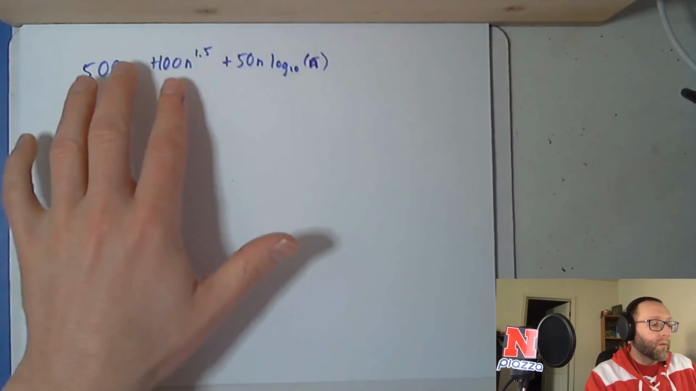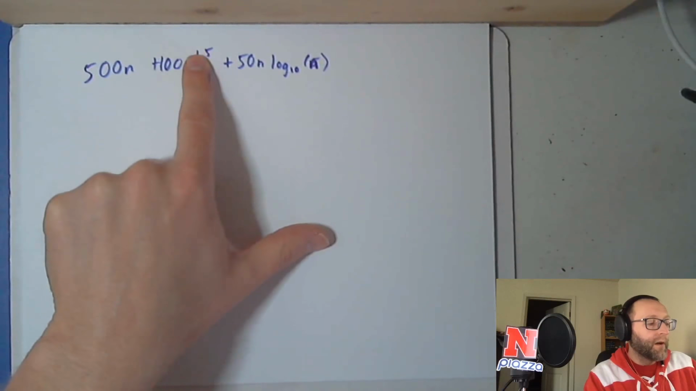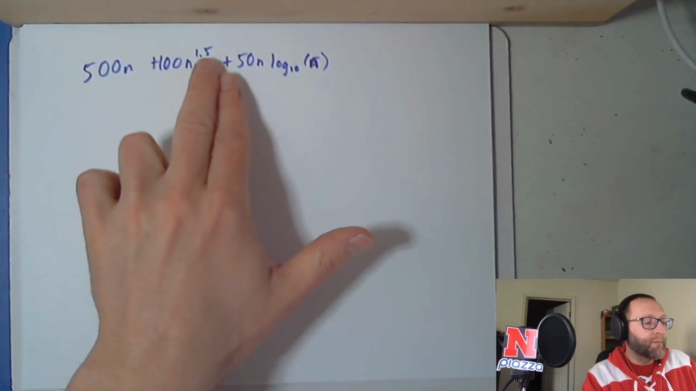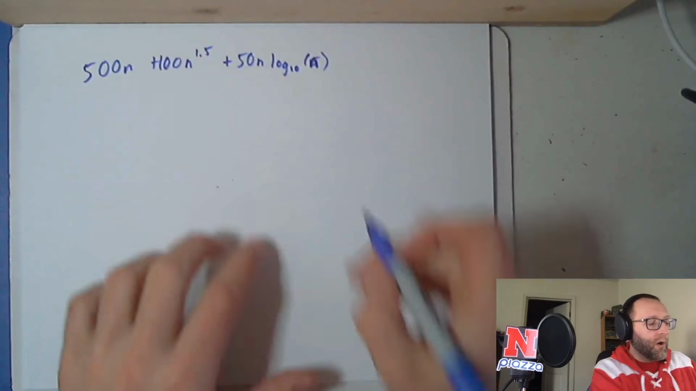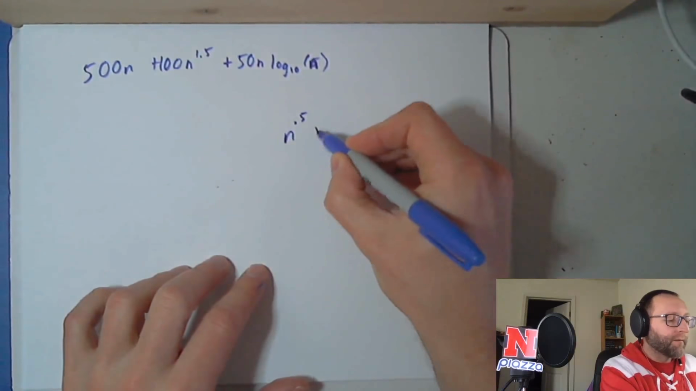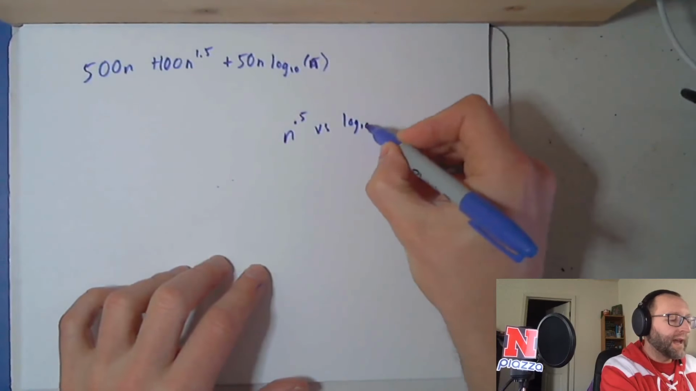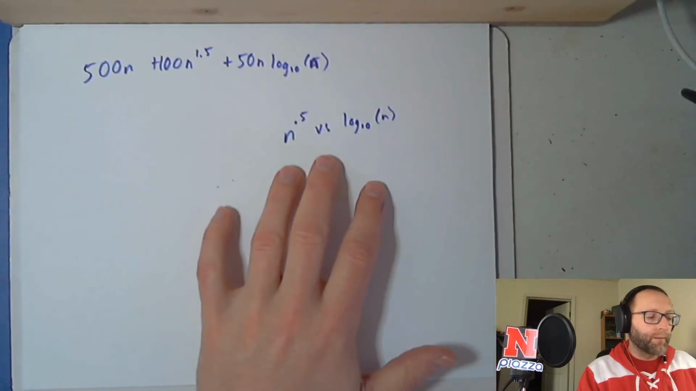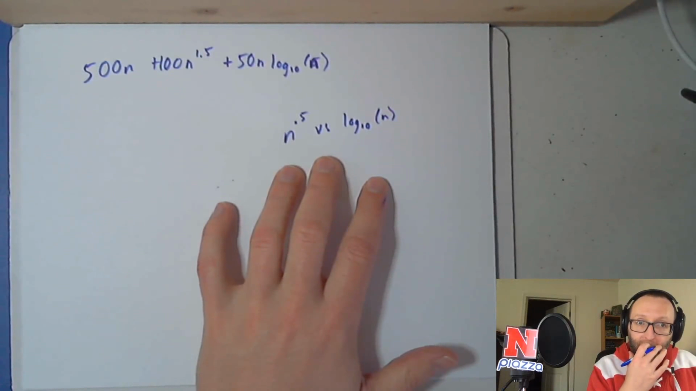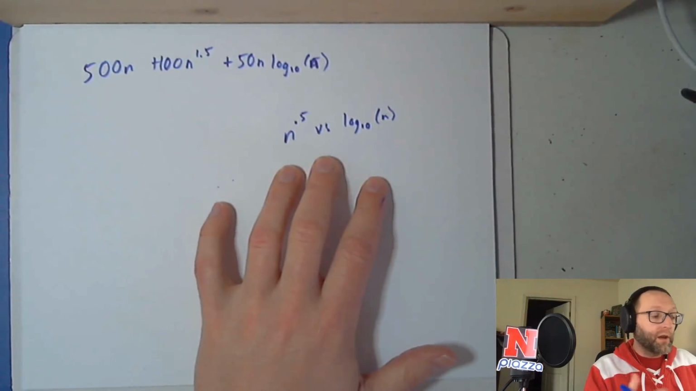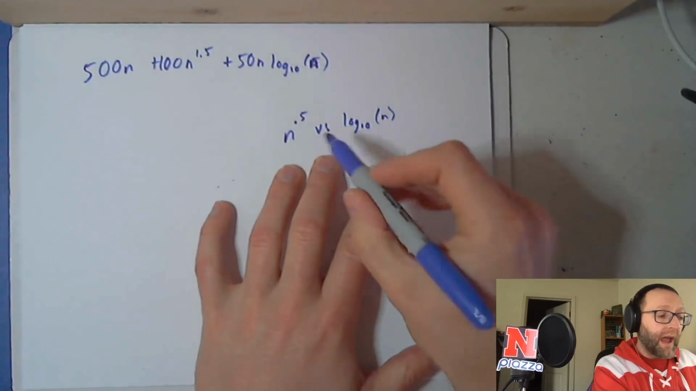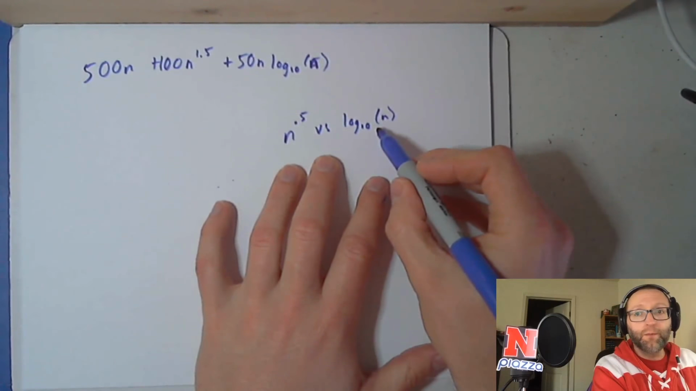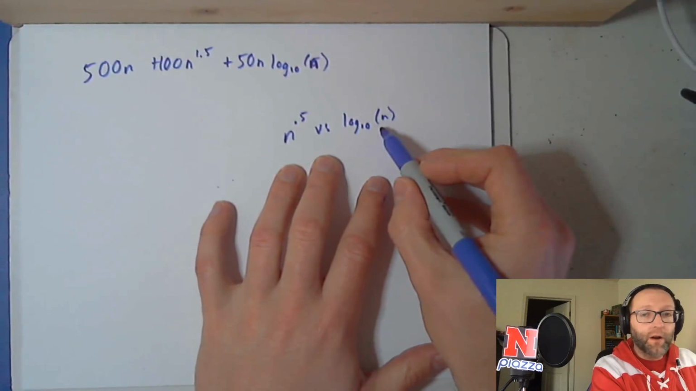But if I set up a ratio here, this is n to the 1.5 and this is n. So what about n to the 0.5 versus log base 10 of n? Which one of these has a higher order of growth? Now, your intuition might not be all that obvious on this one. Hopefully it is. But any polynomial term is going to grow larger than a logarithmic term. Logarithms are very, very slow growing functions.